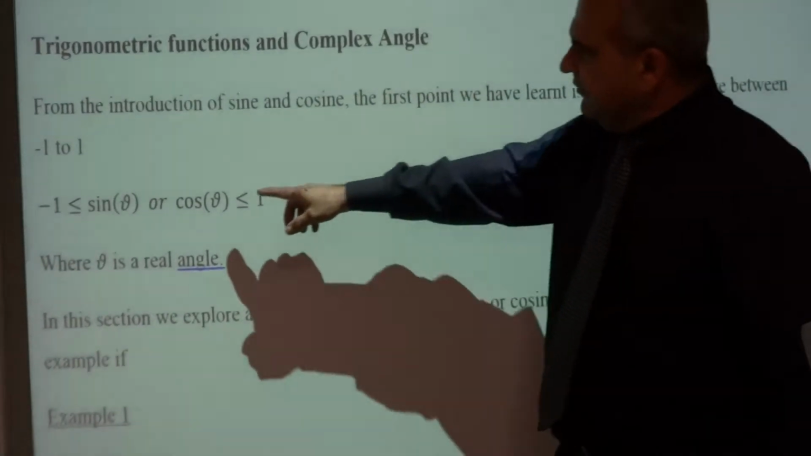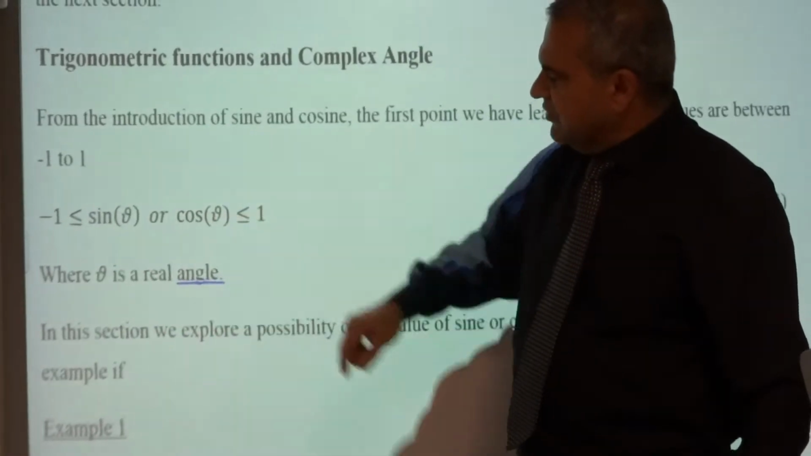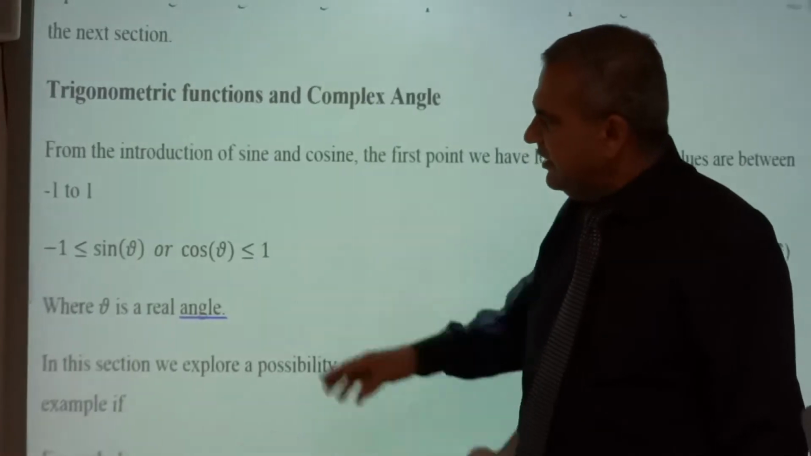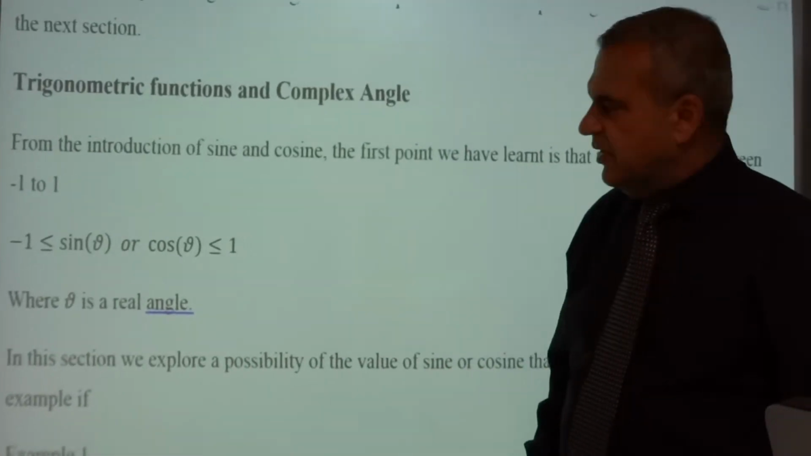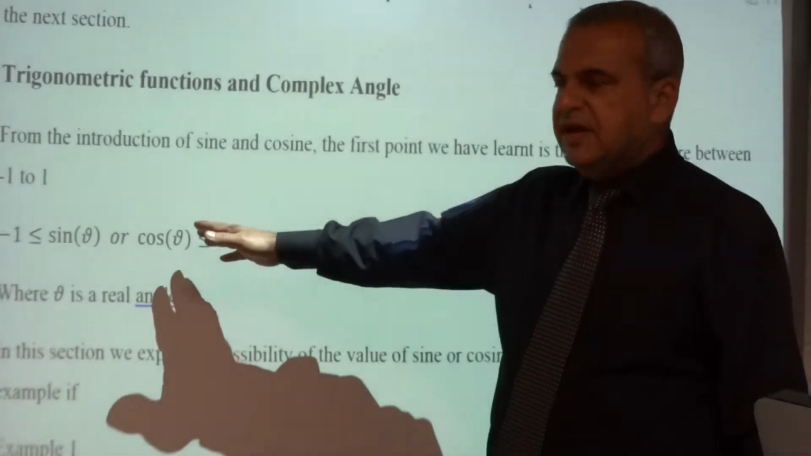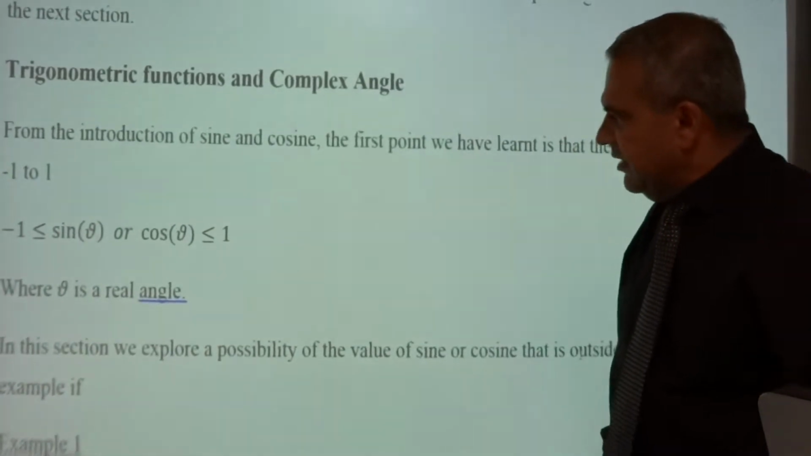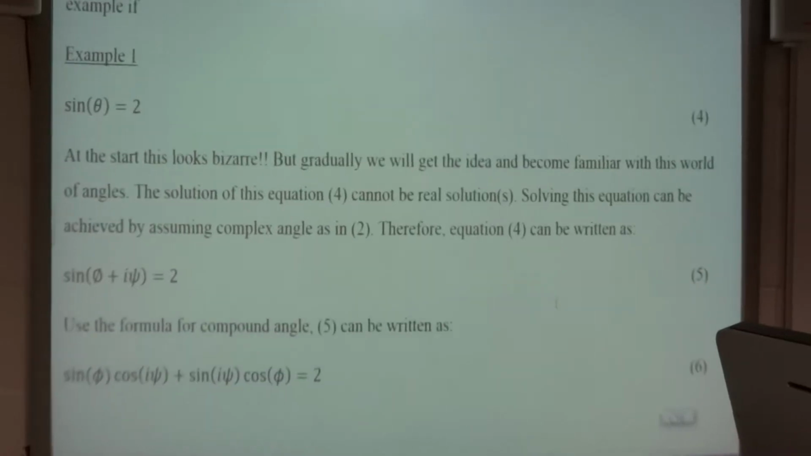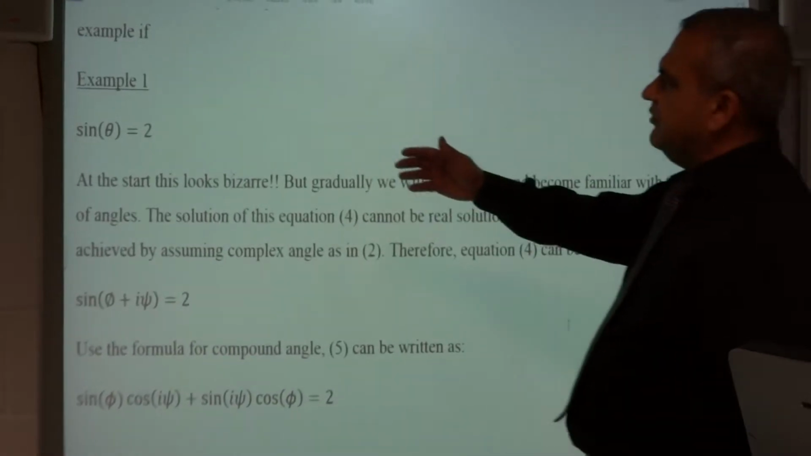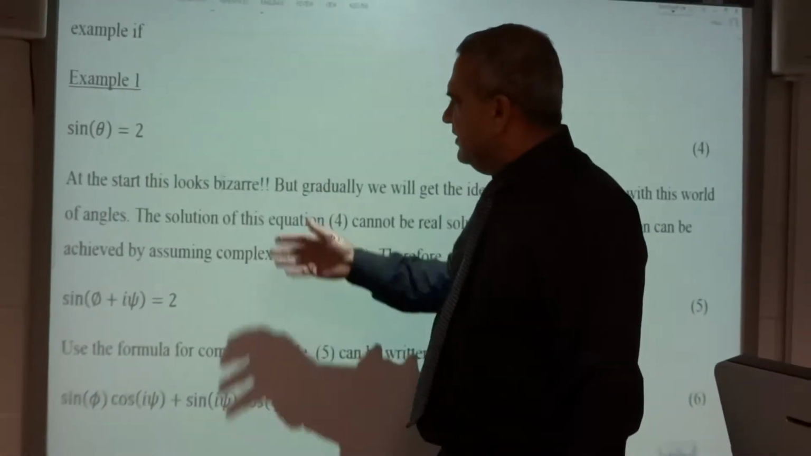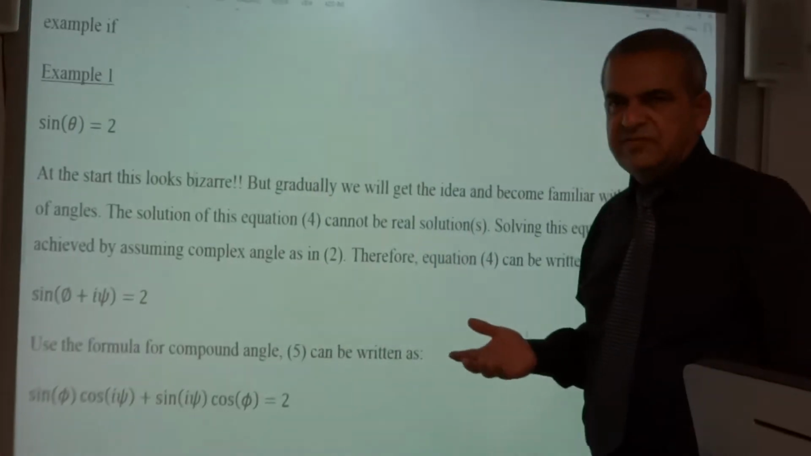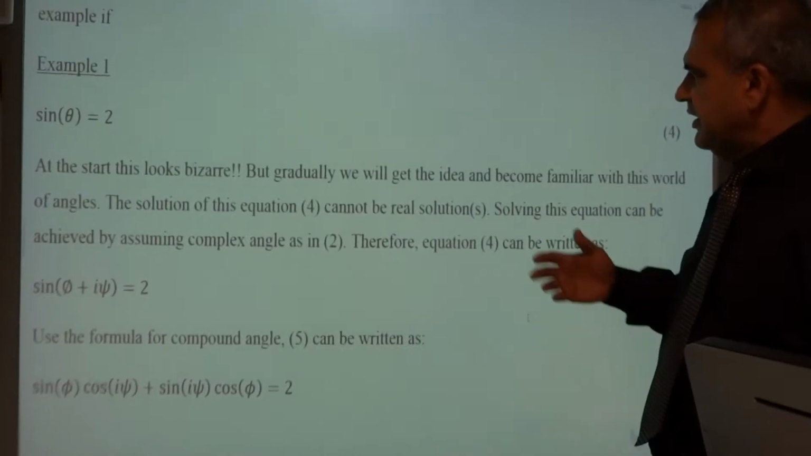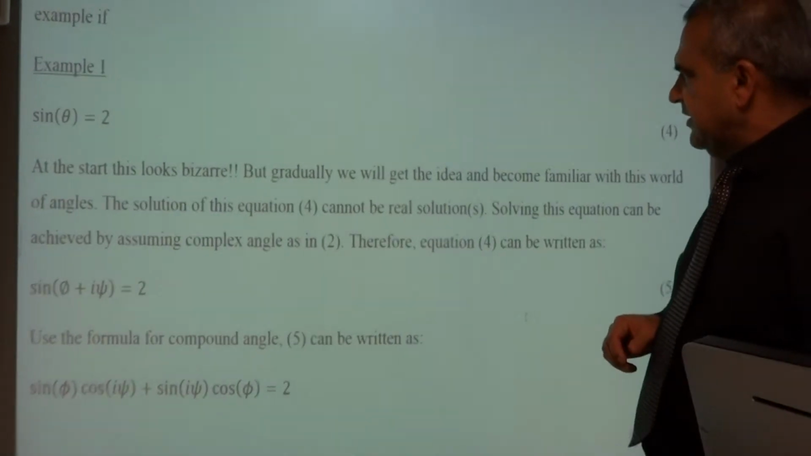I think we are well familiar with the fact that sine or cosine of any angle cannot be below -1 or more than +1, and theta is a real angle here. But in this section, if we have the following example, let us assume that sine of an angle is equal to 2. Definitely at the start this looks very strange, because how can sine of an angle be equal to 2? And this is the main purpose of this study.